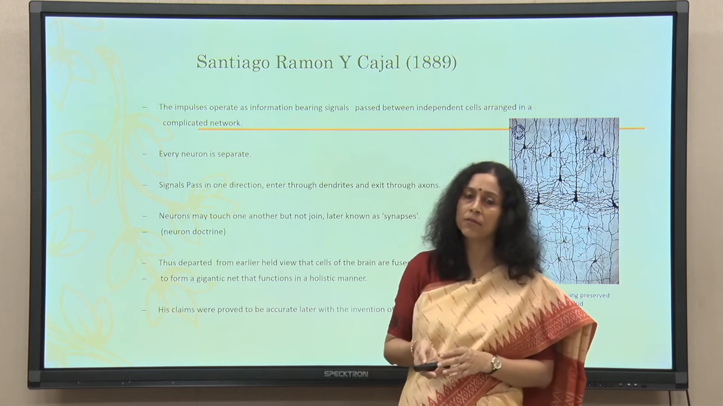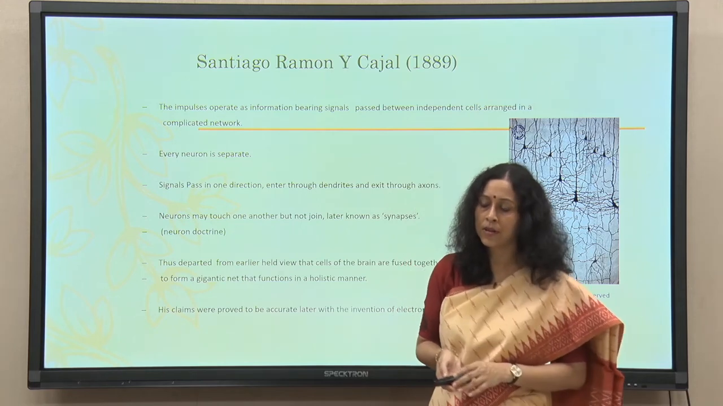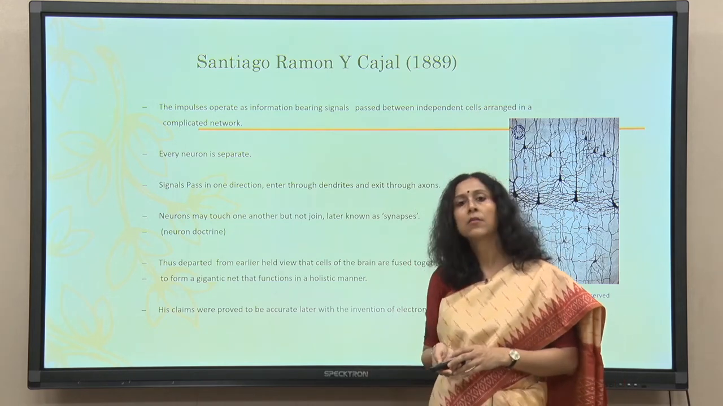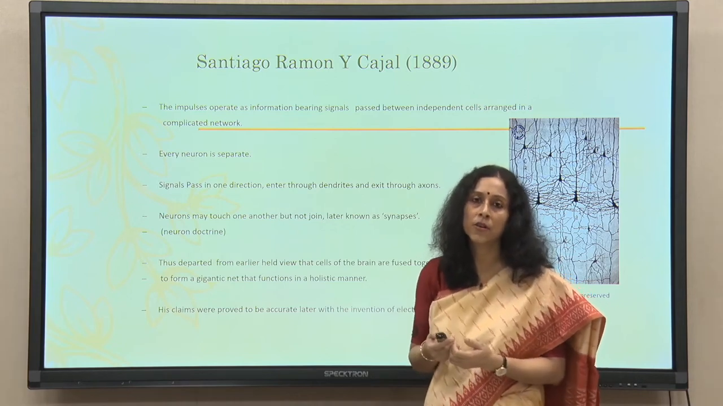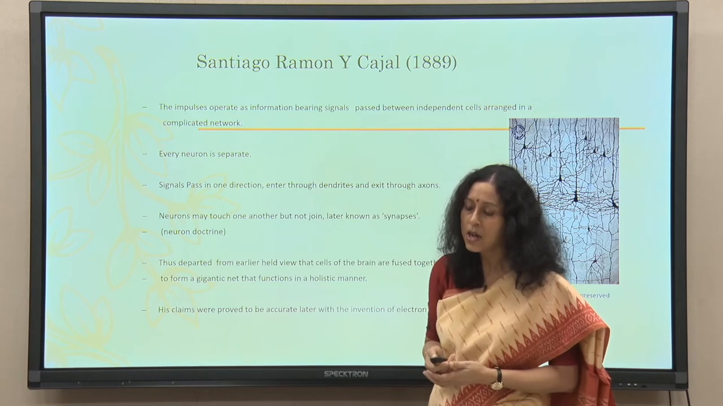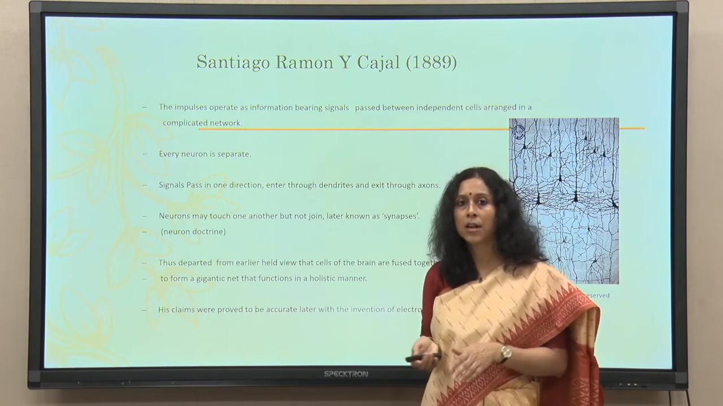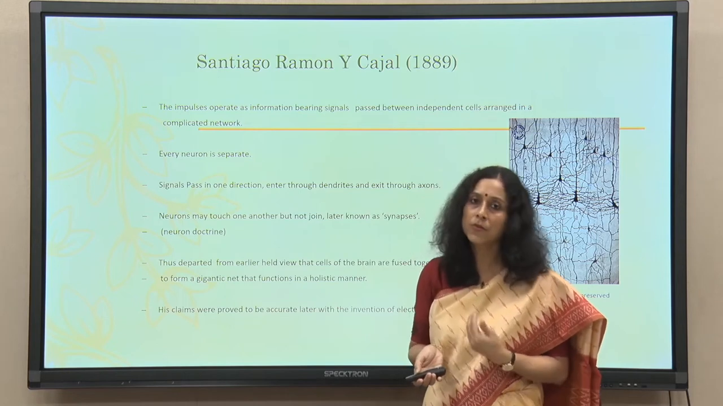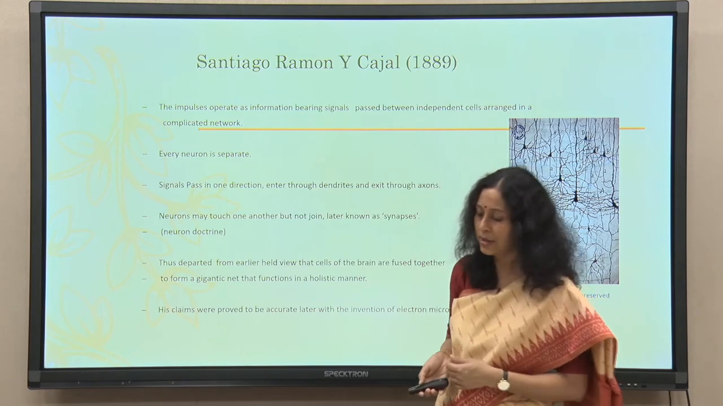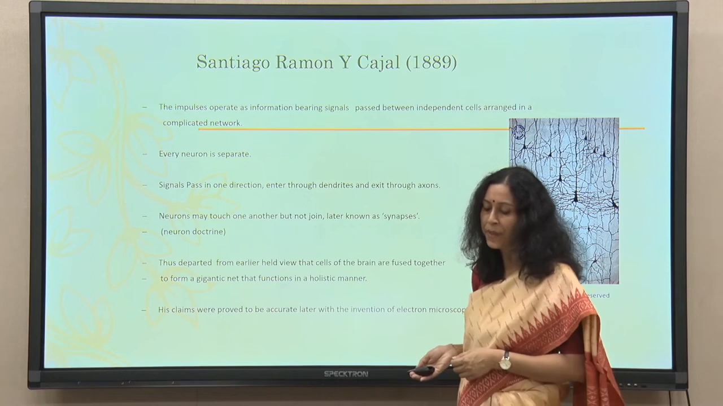Around that time, the commonly held view was that the brain works like a connected network, a sort of net, which is fused together. However, Cajal's contribution was that they are not fused together. They, of course, work together, but they are not connected together. There is a gap between them.